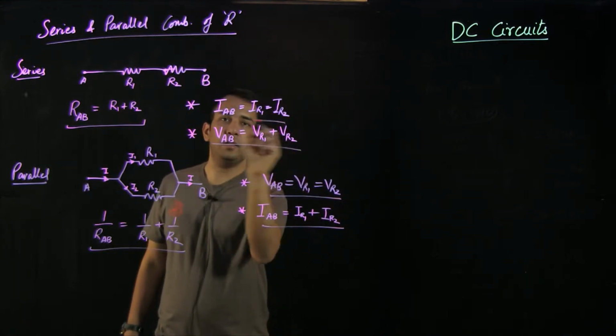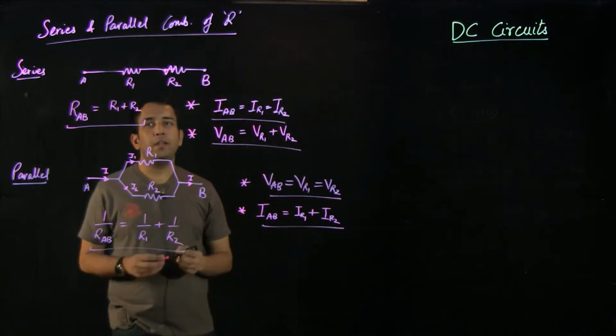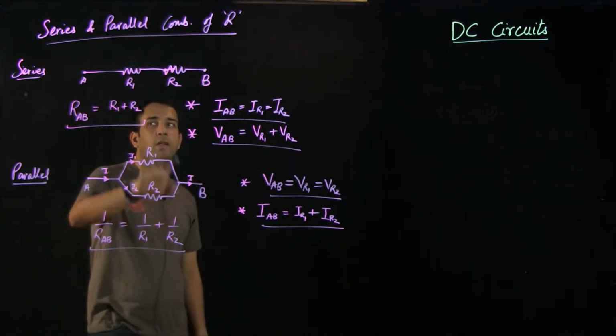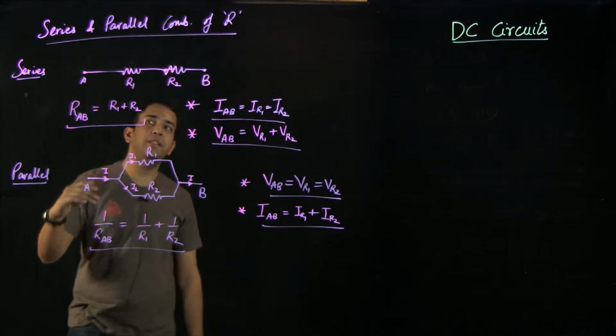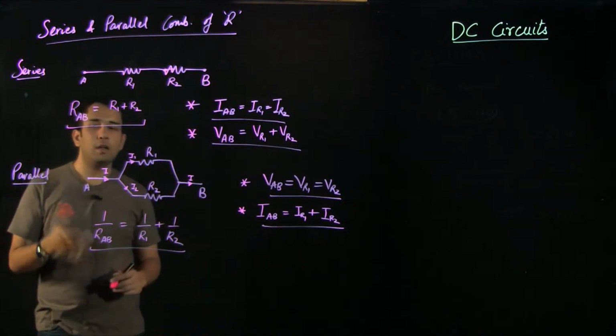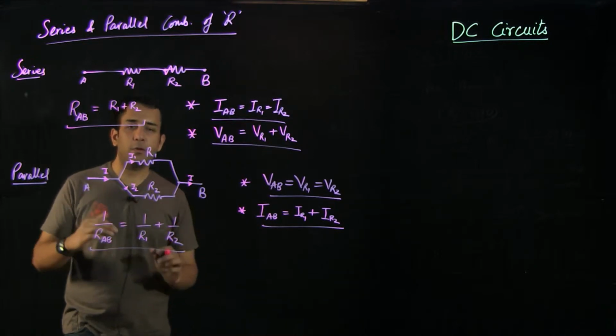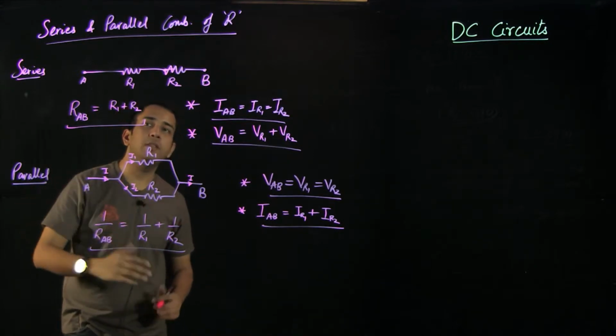So you can see that the properties of the series and parallel combination are quite opposite to each other. Like in the series combination, the current remains same across all the resistances, while in parallel the current branches out so that the net current is equal to the sum of current in individual branches.